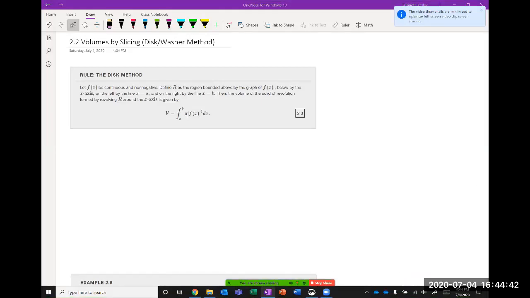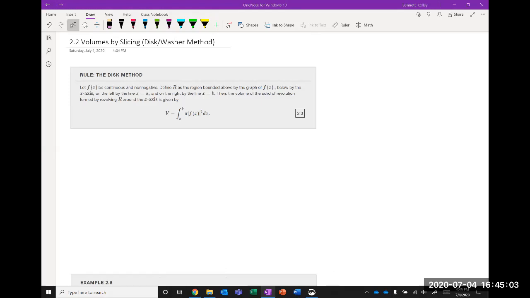Hey everyone, welcome to the lecture for 2.2. So this is going to be volumes by slicing. This is often referred to as the disk method and the washer method. The disk method and the washer method aren't the same necessarily, but they're very closely related, and we'll go over kind of what the differences are.